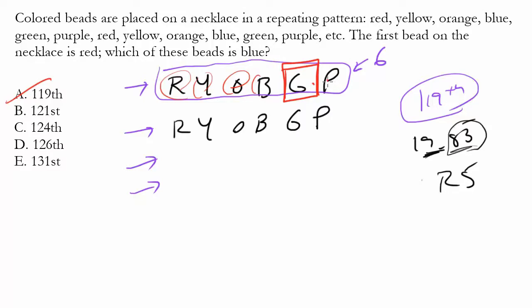121, well, now we can just count. This is 120. Here's 121. It's red. 122, 123, 124 is blue. So there we go. That looks good. And we can check the rest, but we just assume that C is going to have to be the answer, right? It's the only one that's blue.